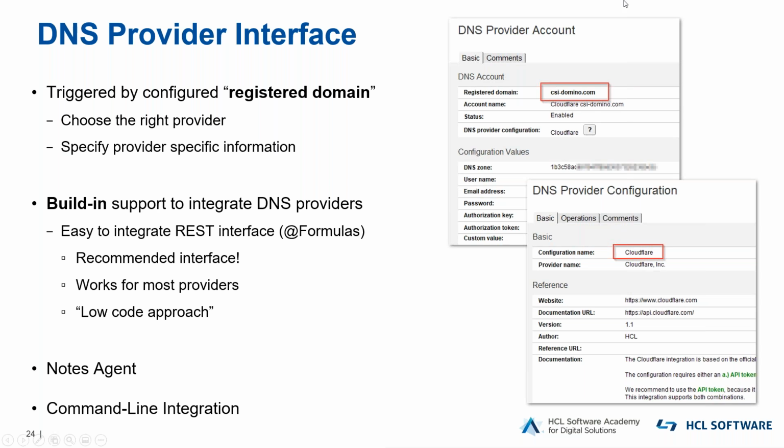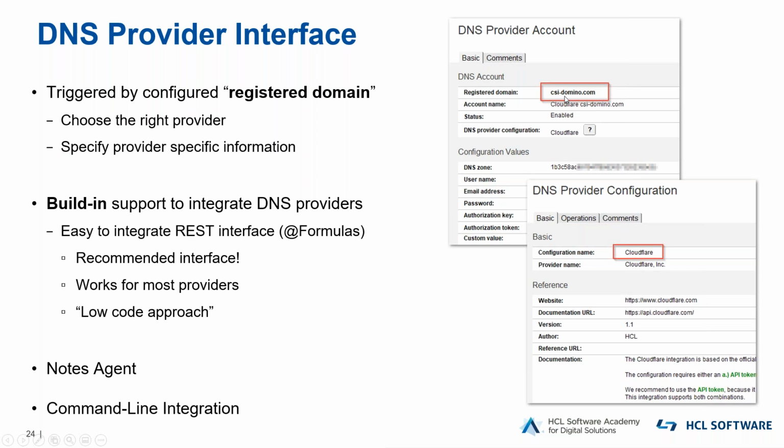So this DNS provider account is using the DNS provider configuration for Cloudflare, which comes out of the box that you can download from a repository. And then you just configure your DNS zone and authorization keys and specify the registered domain. And pretty much this is what you have to do. And then the magic in the background communicates with the DNS provider. And of course, you have to have that authorization key that you need to generate. And then this is all triggered by the registered domain.